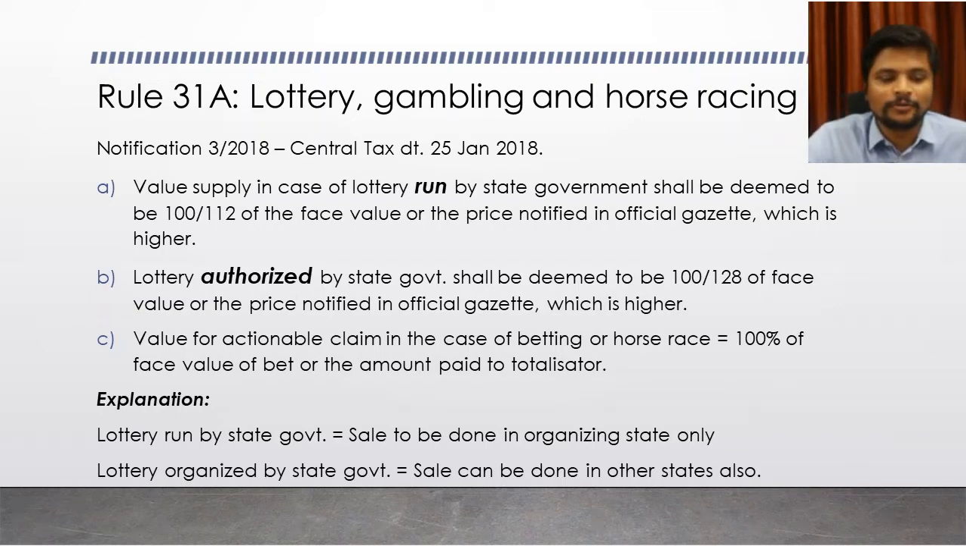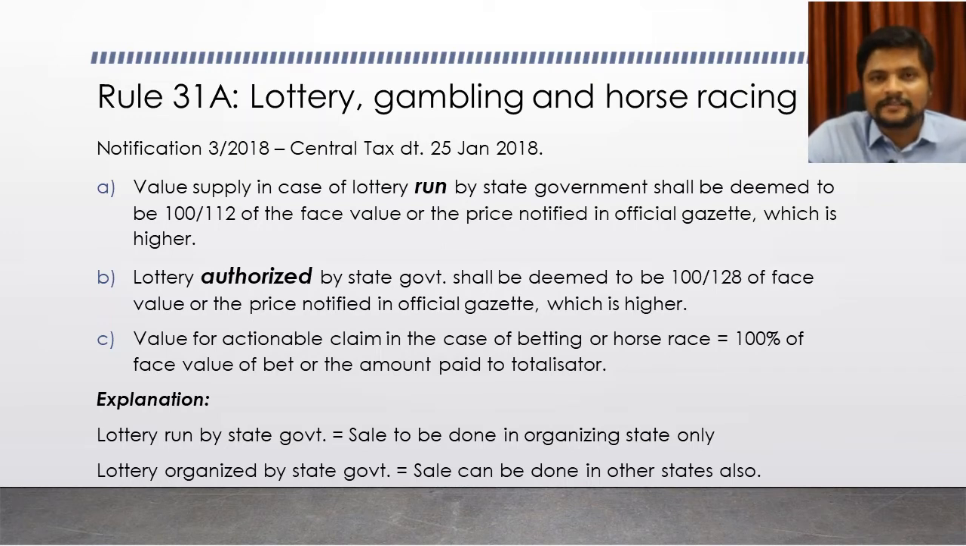So this is as per Rule 31A. There is a certain explanation. The explanation says that a lottery run by a state government is nothing but a sale to be done in the organizing state only. See, generally in the case of lotteries run by the state government, you might be knowing there are certain states where the lottery is legal. In Tamil Nadu, sale of lottery is illegal. But in the case of Kerala, Chandigarh, I remember, in these types of states, the sale of lottery is still legal.